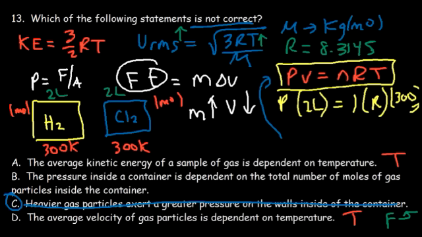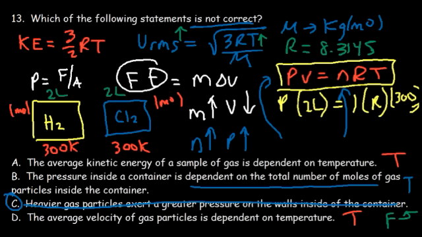Now, B is the true statement. The pressure inside a container is dependent on the total number of moles of gas. As we can see, moles is part of the equation. If we increase the moles of the gas, keeping everything the same, the pressure is going to increase. So B is the true statement. So the answer for this one is C. C is the false statement.